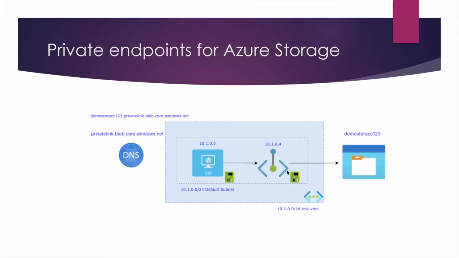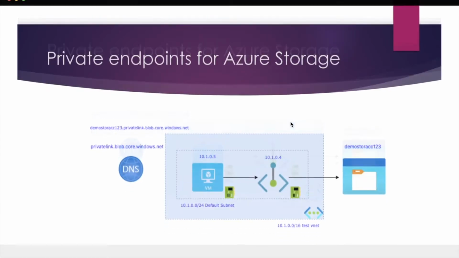And when we create the private endpoint, a private DNS zone will also be created for us, and that will take the subdomain name, something like demo or whatever your storage account name is, .privatelink.blob.core.windows.net. So let's move on to the Azure portal.